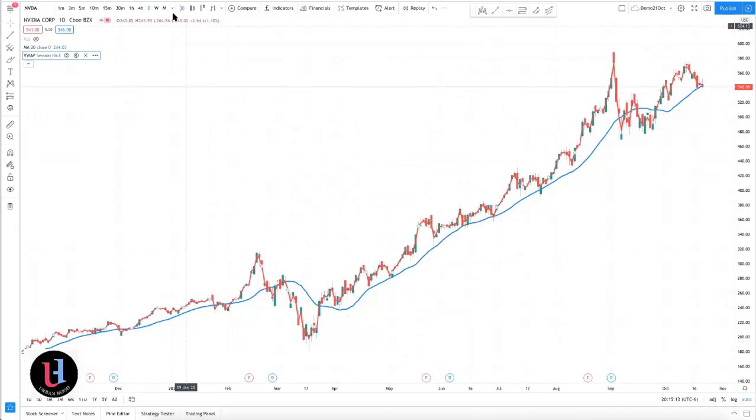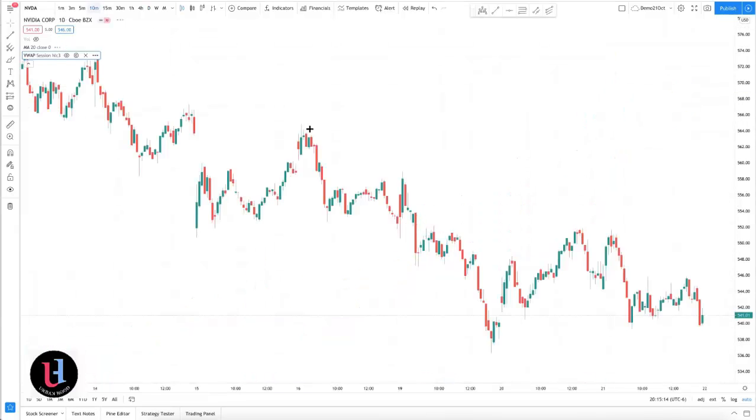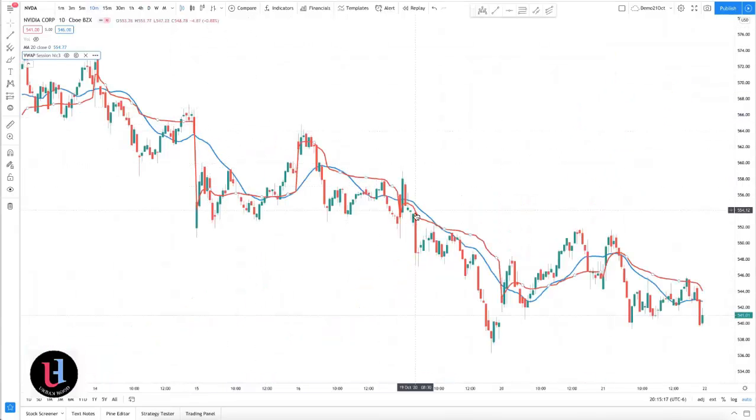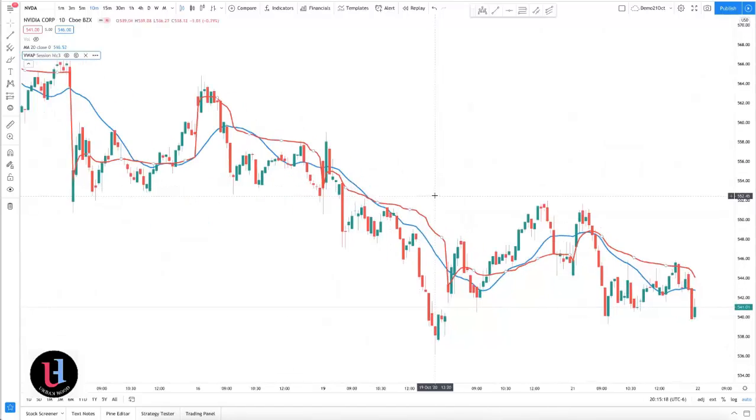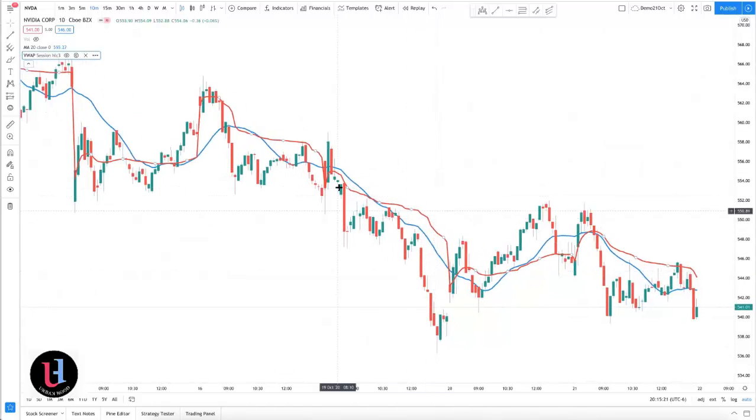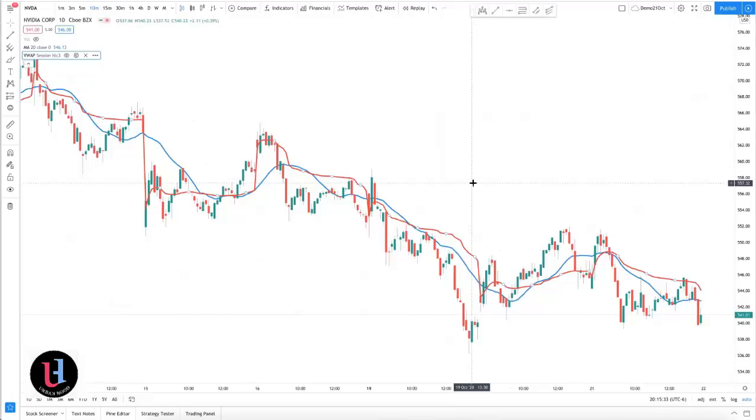Your VWAP will be useful when you go for minutes time frame. So if you see, most of the time the stock is touching the VWAP, going down, trying to touch the VWAP, going down. Once it goes up, it comes down, takes support, pushed up, like that. So these are your supports and resistances.